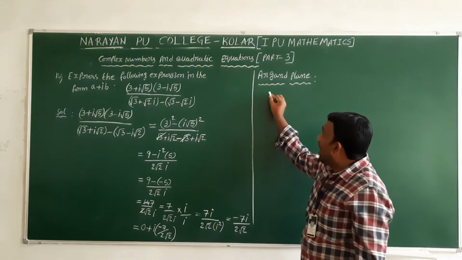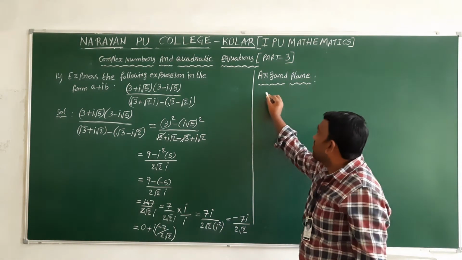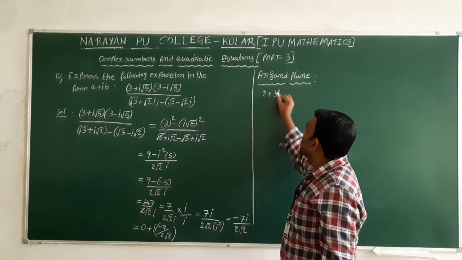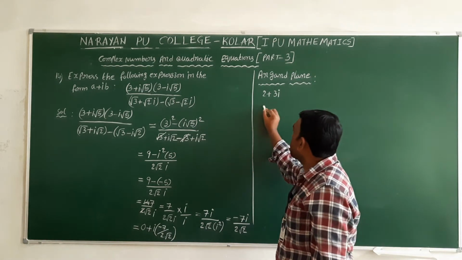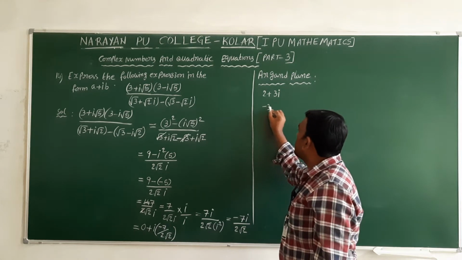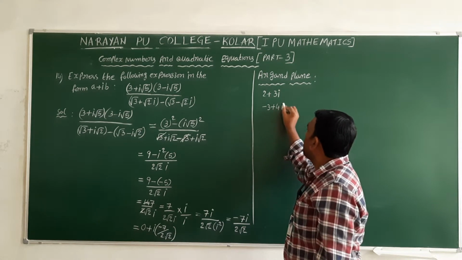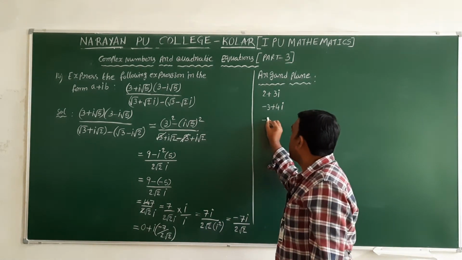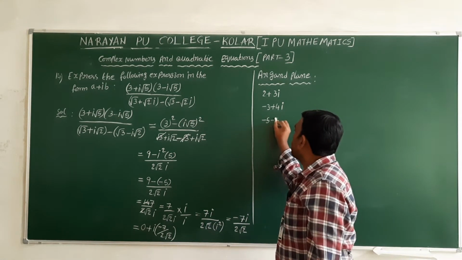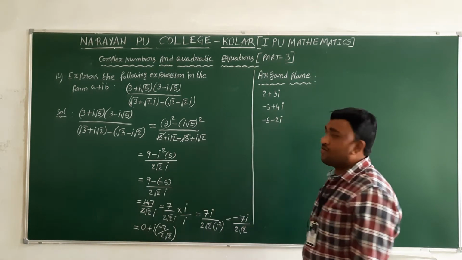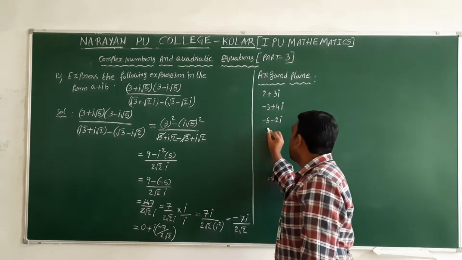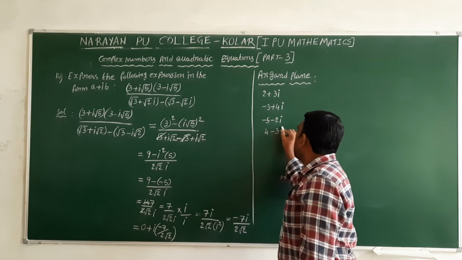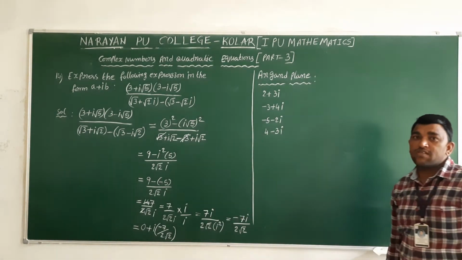For example, I will take some complex numbers. 2 plus 3i, one complex number. Minus 3 plus 4i, another complex number. Minus 5 minus 2i, one more complex number. 4 minus 3i. We can take some complex numbers.